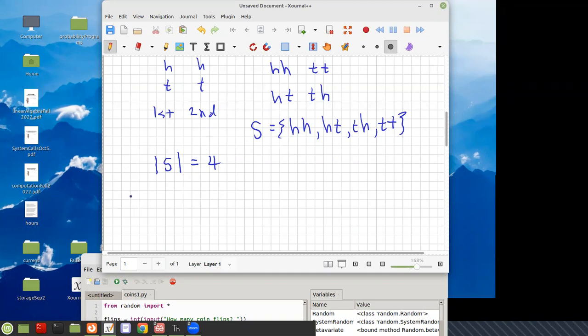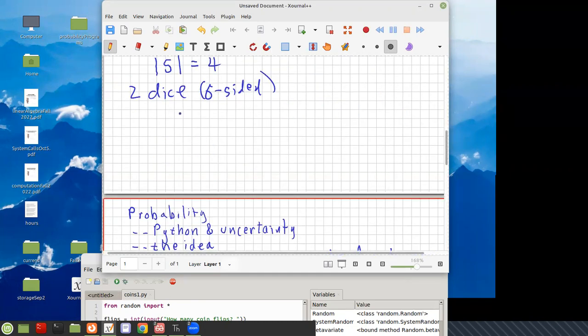Let's look at another example: two six-sided dice. Let's say you roll one die twice. On the first roll, any of the 6 faces could be showing. If we name the faces 1, 2, 3, 4, 5, 6, the first roll could be 1 through 6, and the second roll could be 1 through 6.